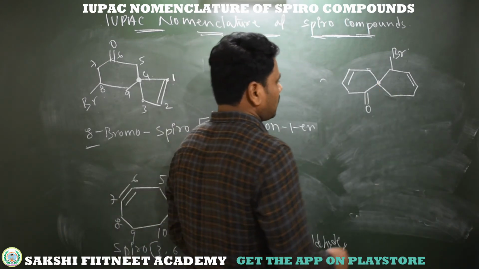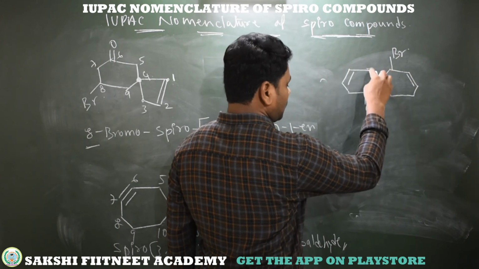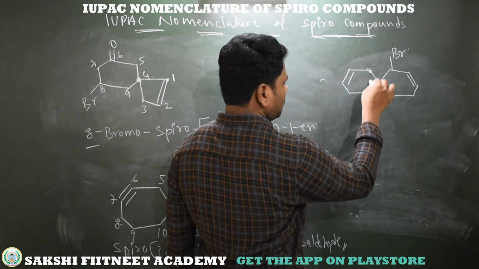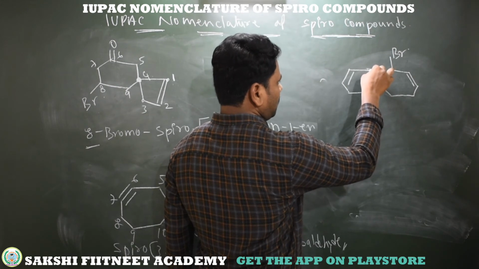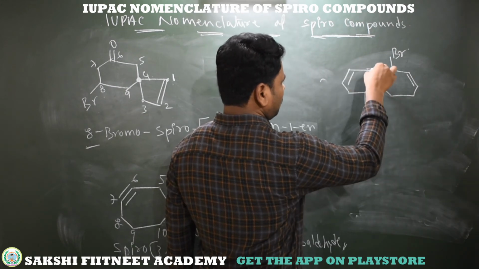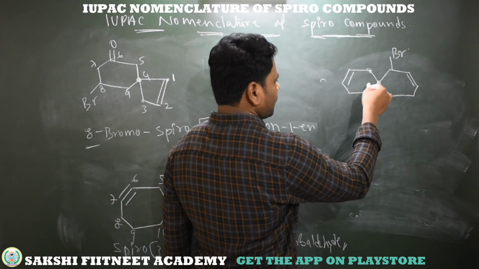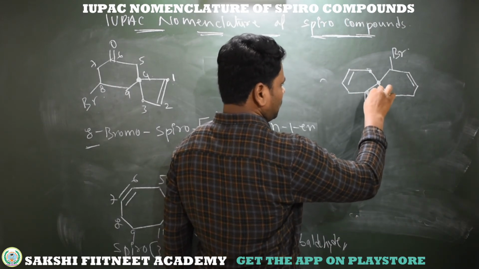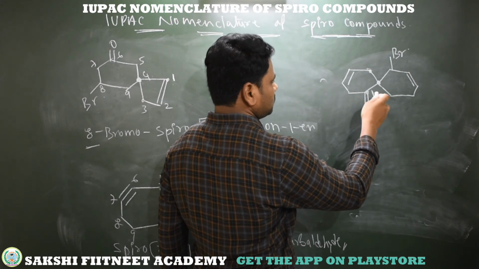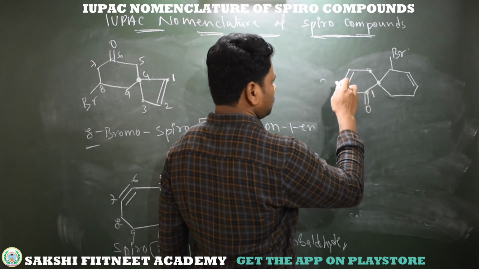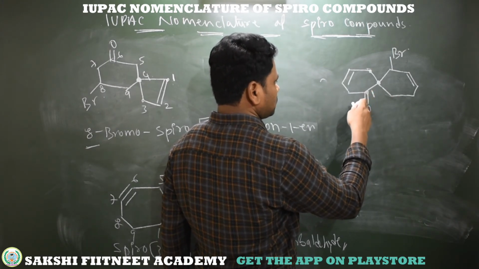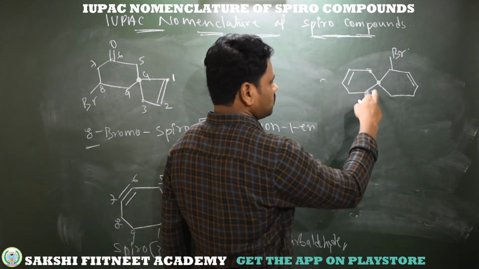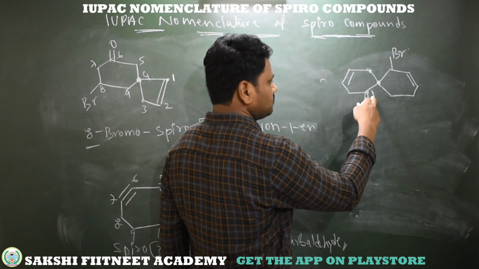The numbering should start from one of the carbons adjacent to the spiro carbon. Here these two are adjacent carbons. If I start numbering from this carbon and go anti-clockwise, first, second, third, fourth, fifth, then the ketone gets the fifth number. If I start from the other carbon, the ketone gets the first number, and the unsaturation gets the third. So priority goes to the ketone, and I start from this carbon.